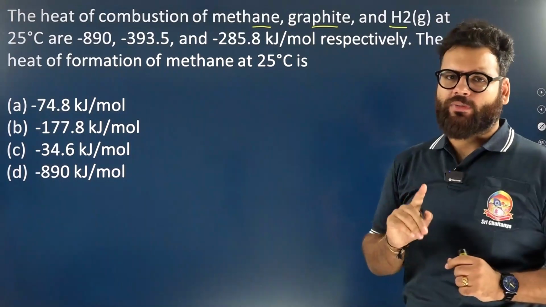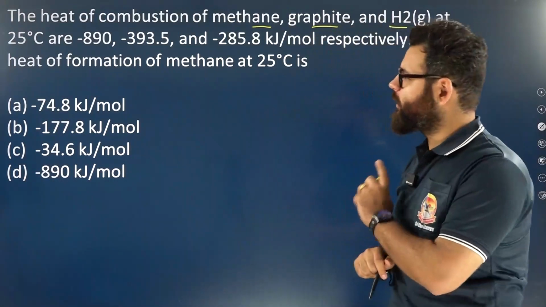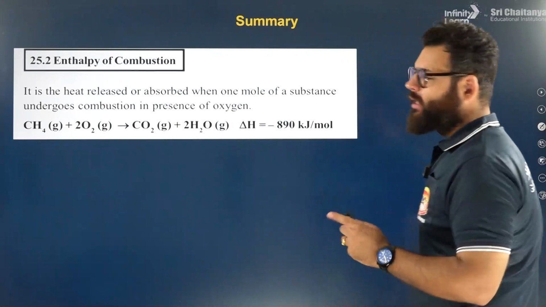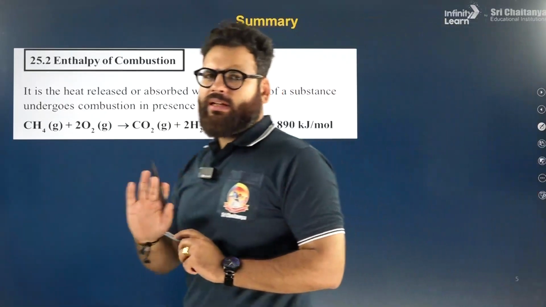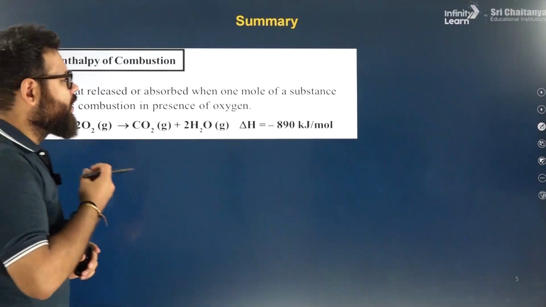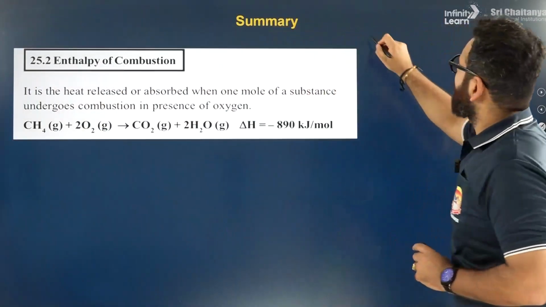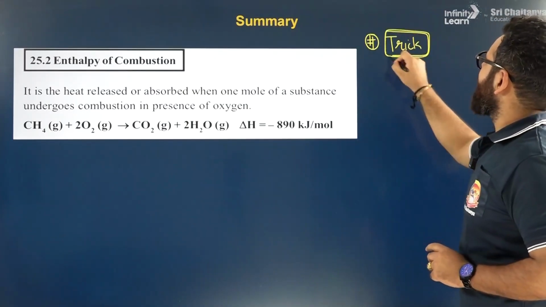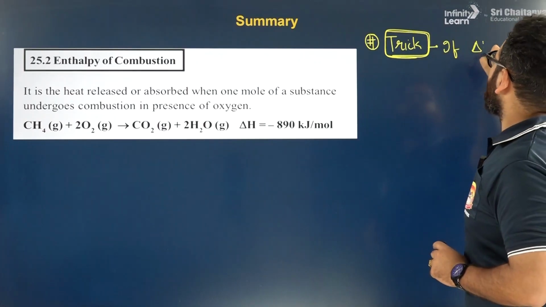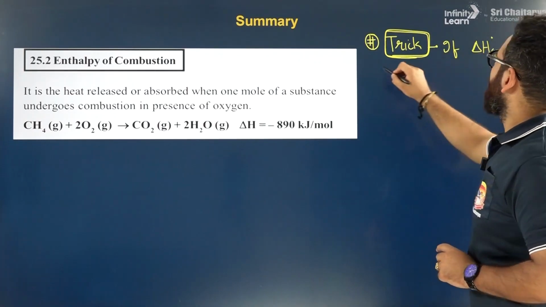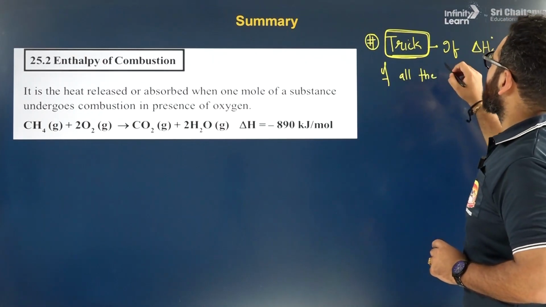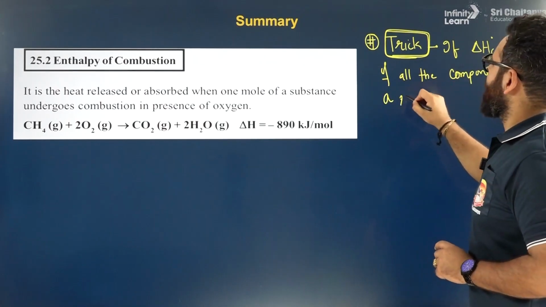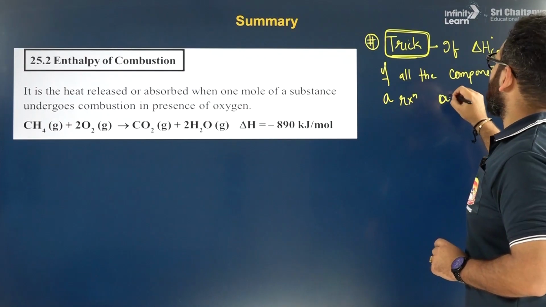Here I'll give you one more formula as well. After just doing this, I'll give you one more formula. I'll give you the formula first so that you can do the question a little faster. Then I'll show you Hess law. Enthalpy of combustion, I just told you the meaning of enthalpy of combustion. Now, write the trick formula. If delta H combustion of all the components of a reaction are given.